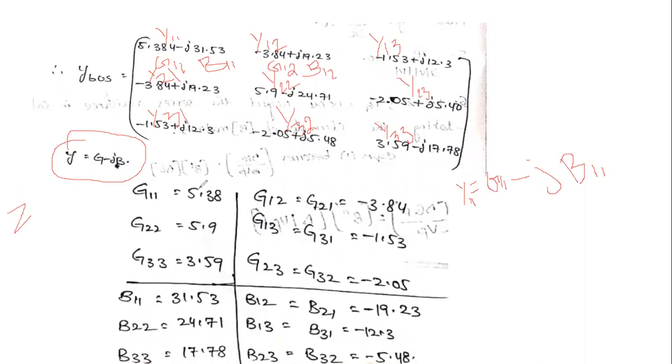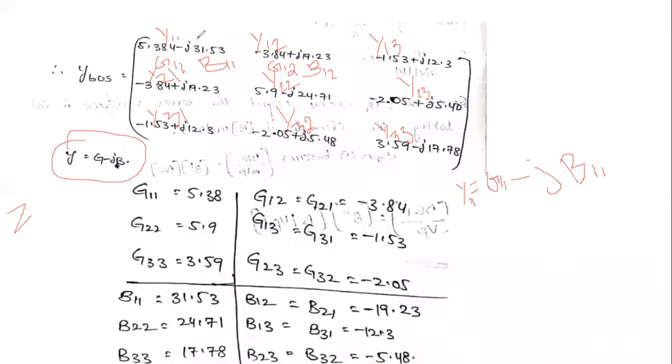G11 is equal to 5.38 and G22 is 5.9. Next, G33, 3.59. Next, G12 is equal to minus 3.84. Next, G13 is equal to minus 1.53. Next, G23. This is the G23 value, minus 0.25.